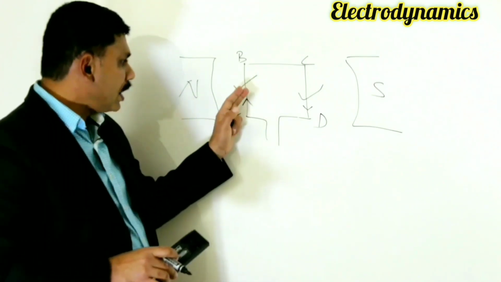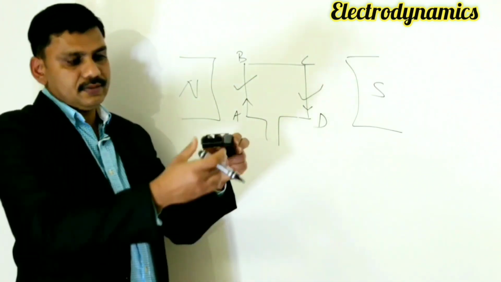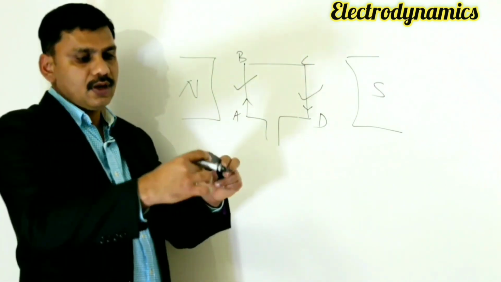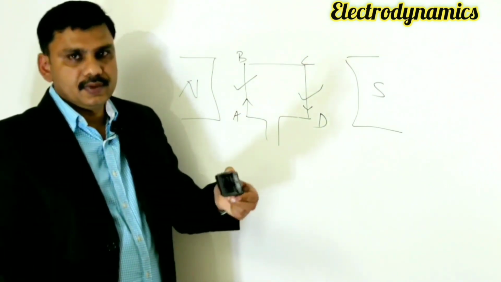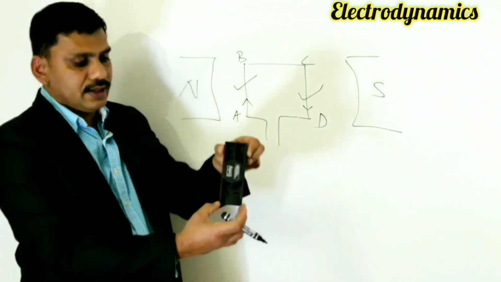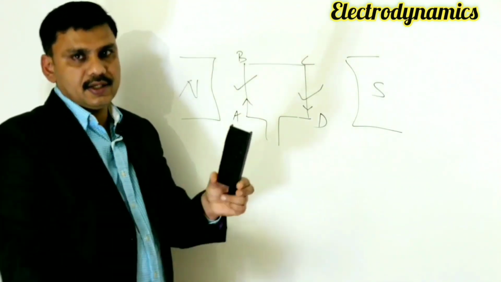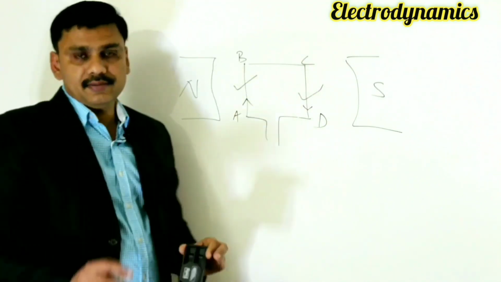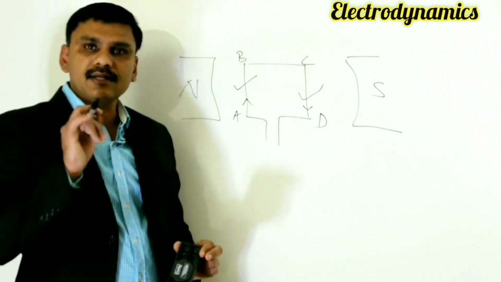So the coil is rotating like this, or like this. It is not rotating like this. What is the reason? In some question papers they are asking like that.